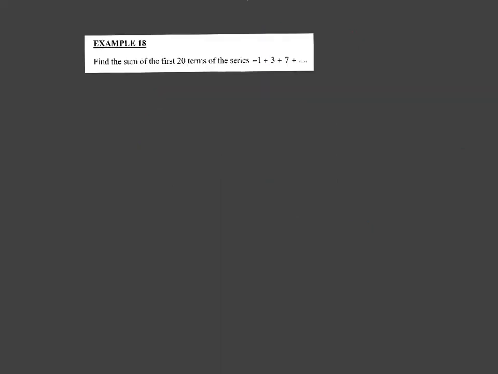Okay, let's have a look at example 18 in your textbook. What we've got here is we need to find the sum of the first 20 terms of the sequence. So in other words, n is equal to 20. We know a is equal to minus 1, and we know the common difference there. What is the common difference? It's 4. You add 4 to every single term to get the next one.